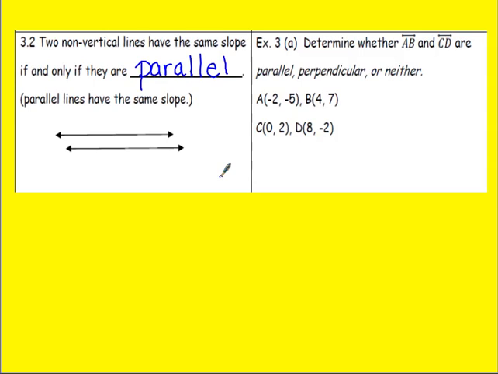This first question is very similar to the question that you will see on your test, and you'll probably see it on your SOL. We have to determine whether the lines are parallel, perpendicular, or neither. Well, all I have are some points here. Given points, we can find the slope. So let's find the slope of AB, and then find the slope of line CD. Once we do that, we can compare them.